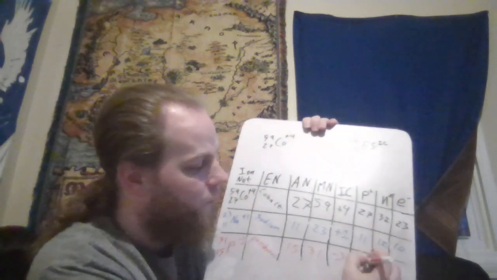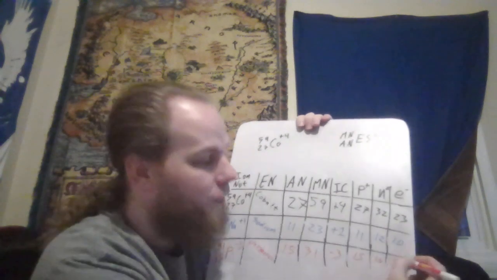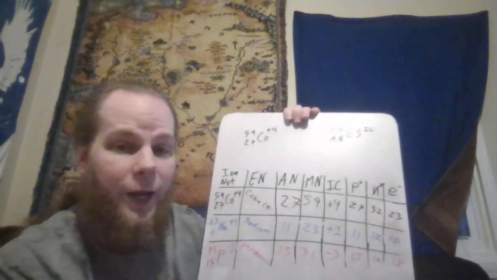Protons is the same as the atomic number, so 15. 31 minus 15 gives us 16 neutrons. And the number of electrons, well, it's -3, so there are 3 more electrons than there are protons. So this has to be 18. And that is pretty much it for ion notation.